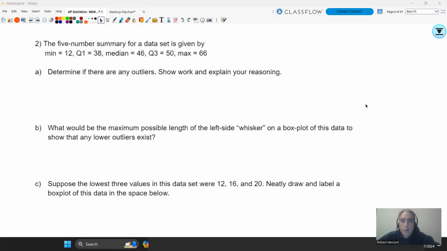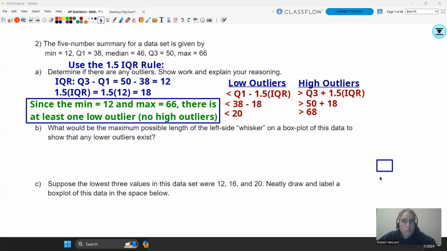Question 2, the 5-number summary for a data set is given by min 12, Q1 38, median 46, Q3 50, max 66. Part A, determine if there are any outliers, show work, and explain your reasoning. You're going to want to use the 1.5 IQR rule. Remember how to do that. Pause the video and see if you can try to figure out if there are any outliers on here, and I'll show you how to write it up.